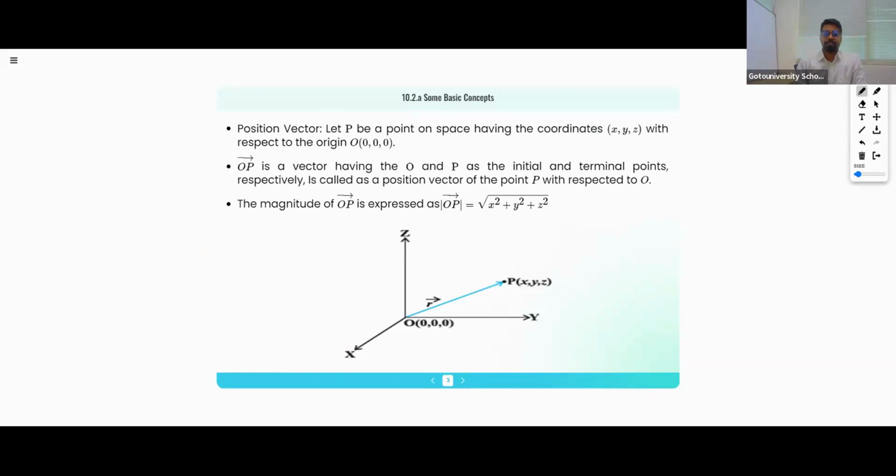the representation of a vector. The magnitude of the position vector is given by the square root of the sum of squares of its projections along the x-axis, y-axis, and z-axis. Okay, so that is very easy to understand. If you imagine this as a cuboid, and you're just finding the three-dimensional diagonal length of a cuboid, that is what it is. We can easily correlate with that. Let's go to the next part.